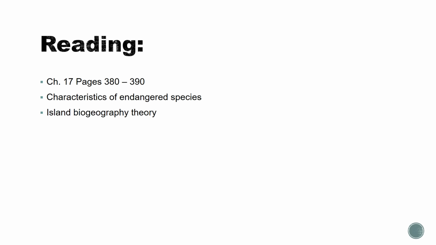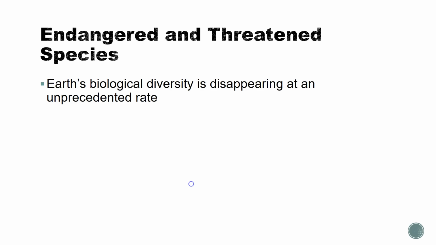So the reading that accompanies this is pages 380 through 390 from chapter 17. And we're going to talk a little bit about characteristics of endangered species. And what I mean by that is just what types of qualities cause some species to be more prone to decline than others. Okay? We'll bring up what's called island biogeography theory. We'll do kind of a brief tutorial on that. We'll talk about human causes of biodiversity decline, and we'll talk about what it takes to be what's considered a biodiversity hotspot. All right. So endangered versus threatened species.